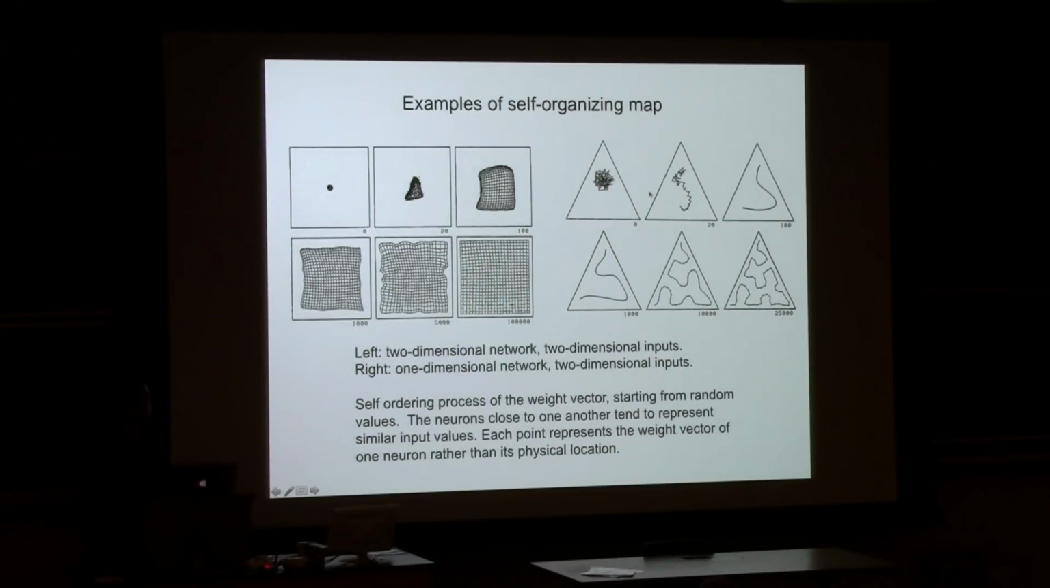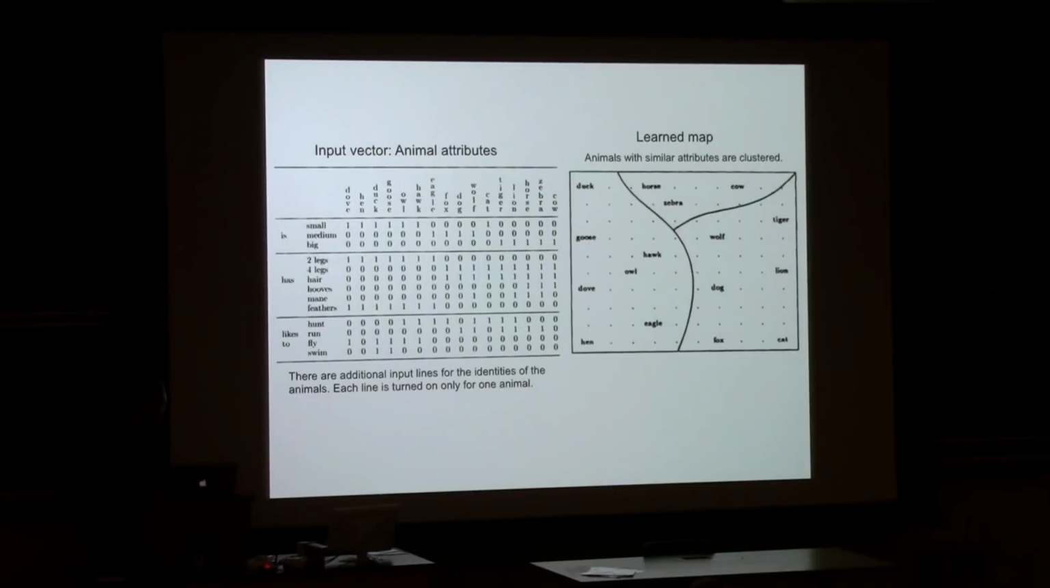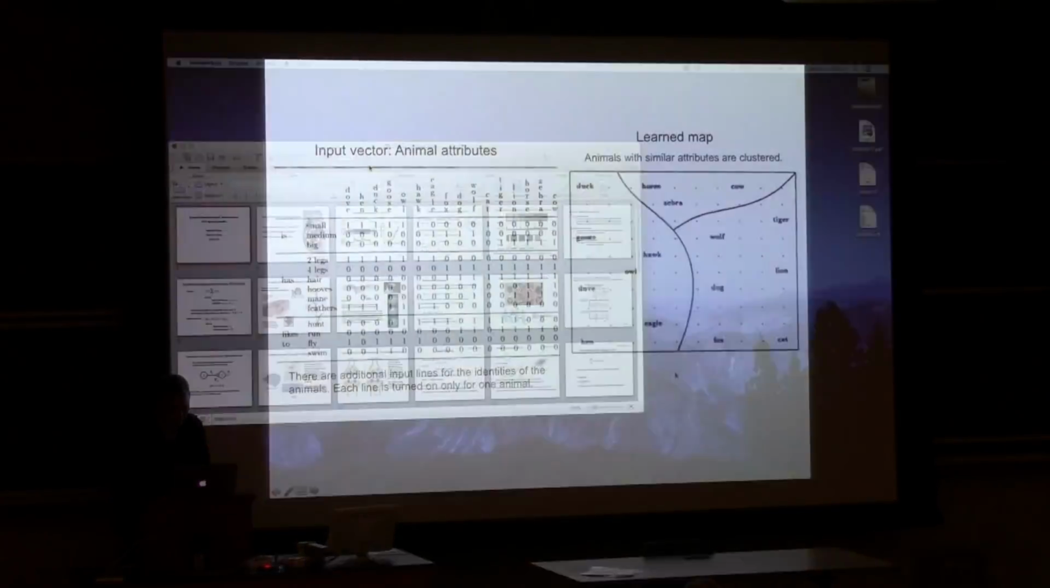But if you do this, if you have a two-dimensional input and try to map it into a one-dimensional network, you get this kind of piano curve. It tries to get a space-filling curve, tries to fill in the curve like that. I think that's the last one I want to show you.